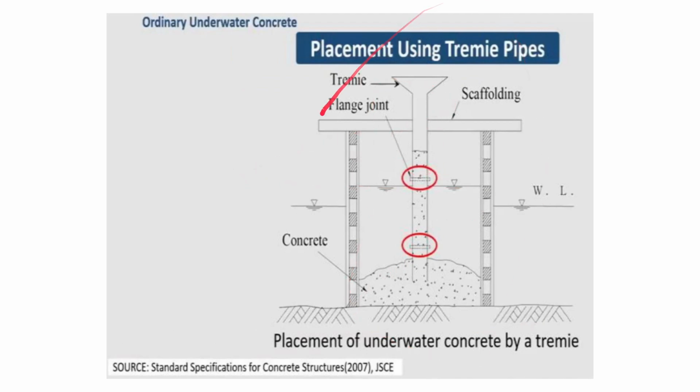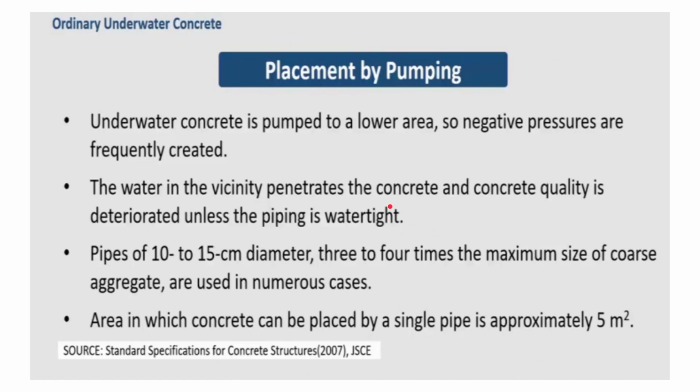So this is a representative sketch of how tremies are constructed. Okay, so this is an enclosed structure through which concrete can be poured in, and that is given through a scaffolding, and these are the flange joints which connect the structure, and inside is the concrete. So they have fixed it inside the concrete so that there is no contact between concrete and water, okay, so tip is fixed. Placement of underwater concrete by a tremie, as you can see.